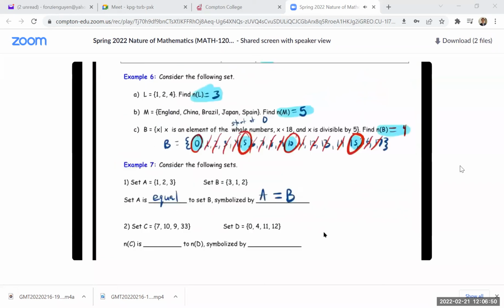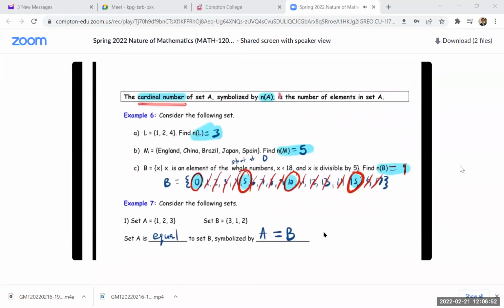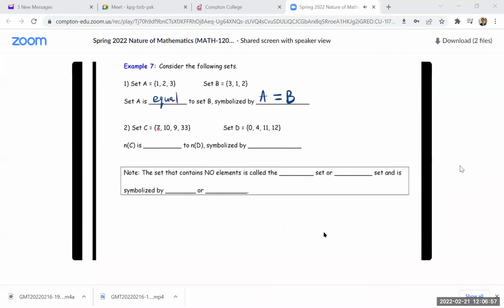Remember that notation just means cardinal number. 4? Yeah, 1, 2, 3, 4. Very good, 4. All right. n(C) is 4 to, whoa, that's weird.